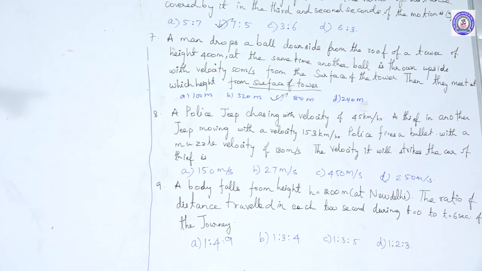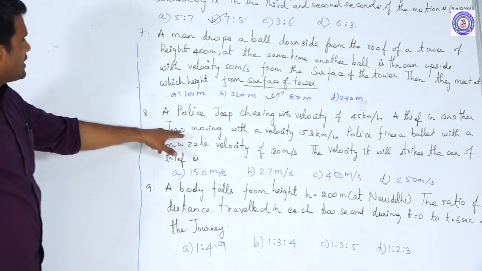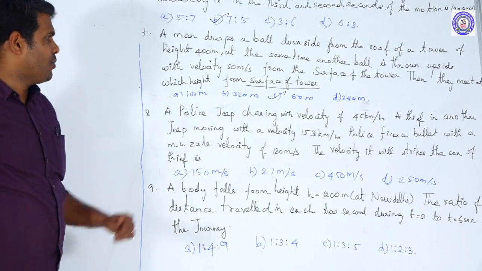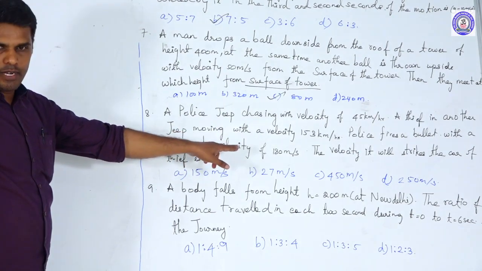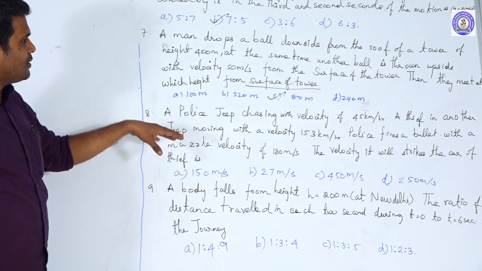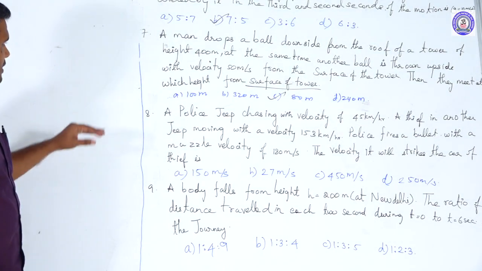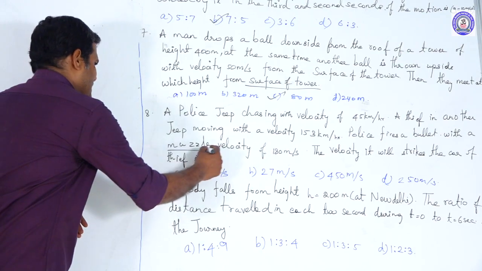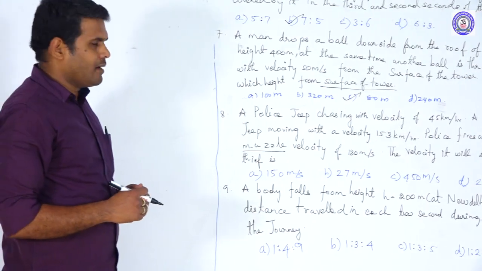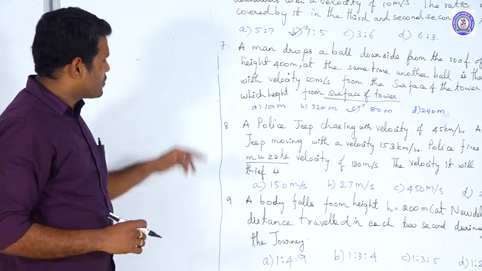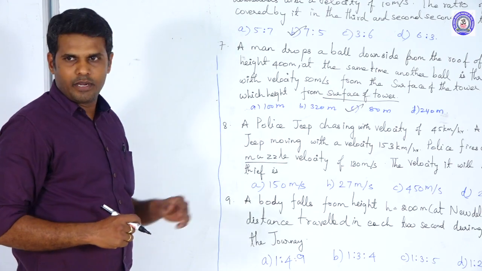A police jeep is chasing with a velocity of 45 km per hour a thief in another jeep moving with a velocity of 153 km per hour. Police fires a bullet with a muzzle velocity of 180 meters per second. The velocity with which it will strike the car of the thief is. In this particular question, the muzzle is nothing but the tip of the gun from where the bullet is fired. So right at that point, the velocity possessed by the bullet is 180 meters per second.